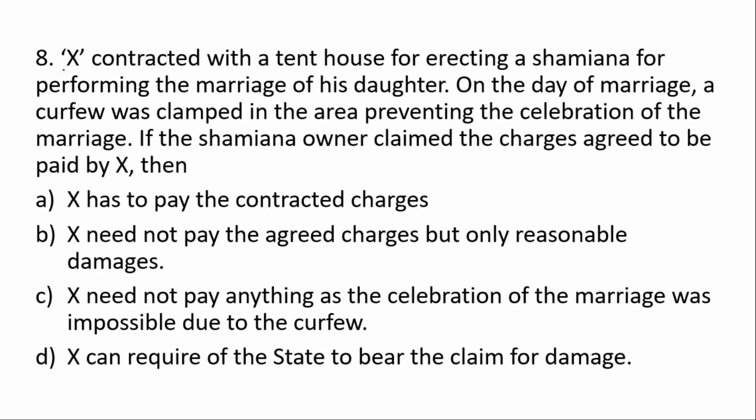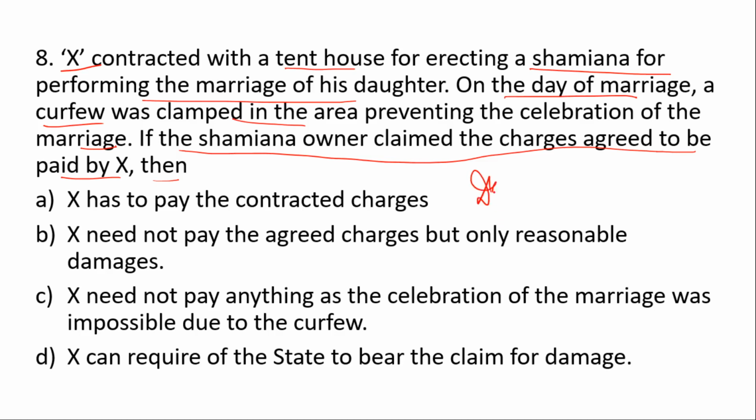Next question is, X contracted with a tent house for erecting a shamiana for performing the marriage of his daughter. On the day of marriage, a curfew was clamped in the area, preventing the celebration of marriage. If the Shamiana owner claimed the charges agreed to be paid by X, since the curfew prevented the celebration of the marriage, can the Shamiana owner claim the charges and must X pay? This is an example of doctrine of frustration.